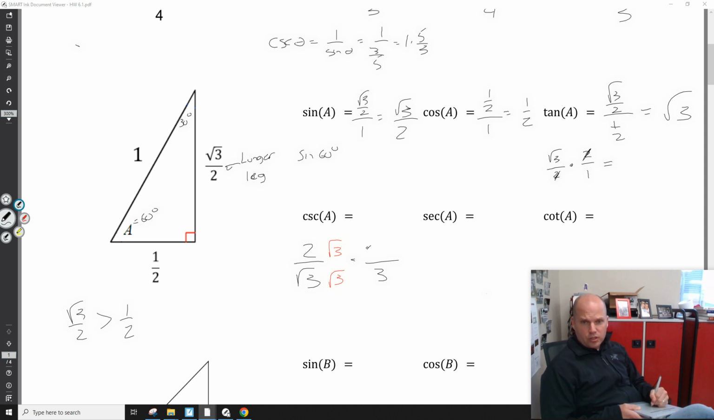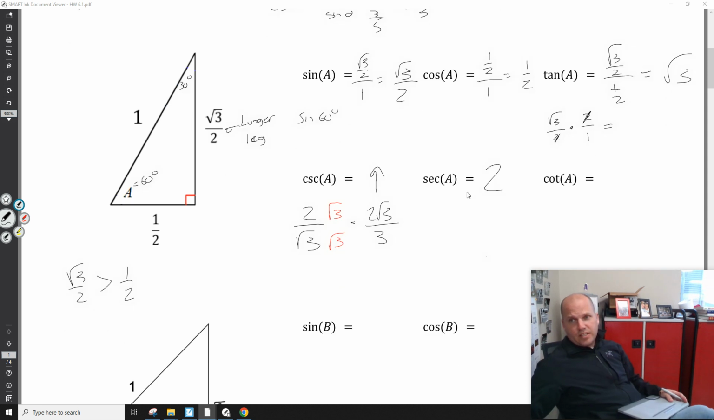2 times root 3 is 2 root 3. Mathematicians are a lot more easily able to take root 3, multiply it by 2, and then divide that by 3 to get a decimal approximation of what this is equivalent to. That's easier than the other way. So we like to, and we will ask you to, rationalize: get rid of square roots in the bottom. Secant, though, is easily done. Cotangent is not as easily done.